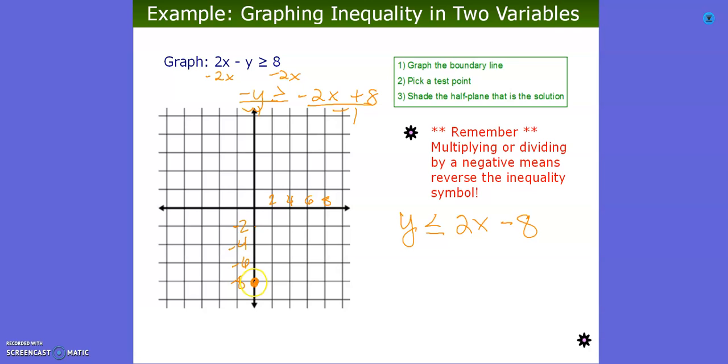So here's my y-intercept, and my slope is 2 over 1. So I'm going to go up 2 and over 1, up 2 and over 1, up 2 and over 1, and so on and so forth. I'm getting lots of dots here. This is great. That's going to give me a lot of points. And I'm going to go ahead and look at my symbol. It's less than or equal to, so I get to draw that solid line through all of my points.